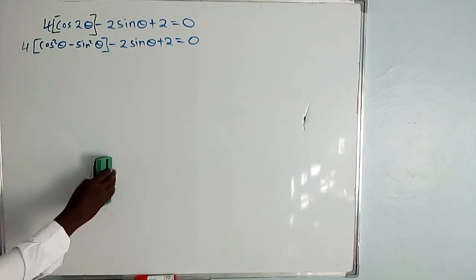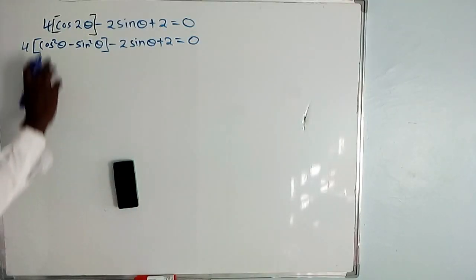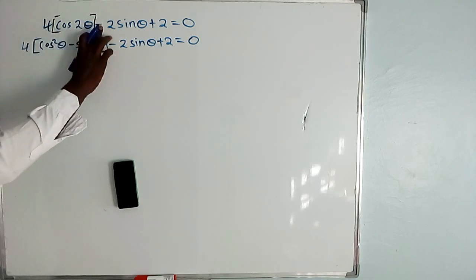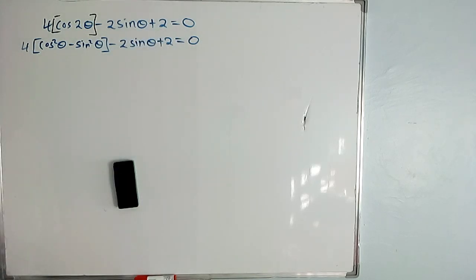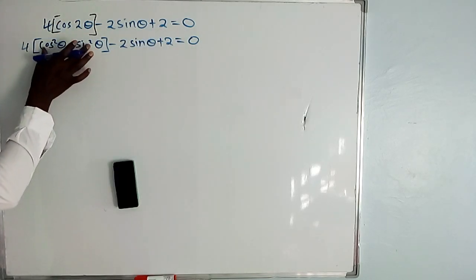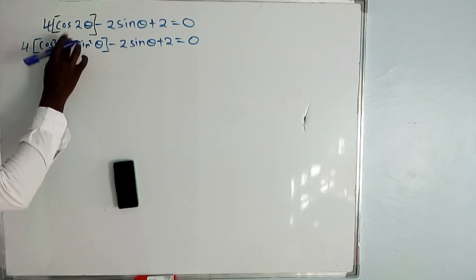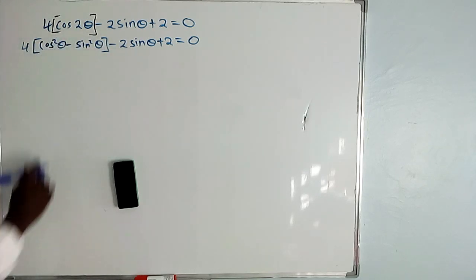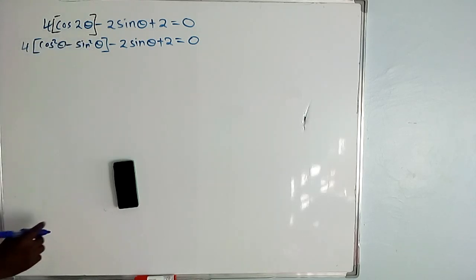So in our original equation, we were given 4 cos 2θ minus 2 sin θ plus 2 is equal to 0. If you substitute this cosine double angle, we have 4 into cos 2θ there, then minus 2 sin θ plus 2 is equal to 0. So where there is cos 2θ, you put the value of cos 2θ, which is cos squared θ minus sin squared θ, isn't it? Can you see that?